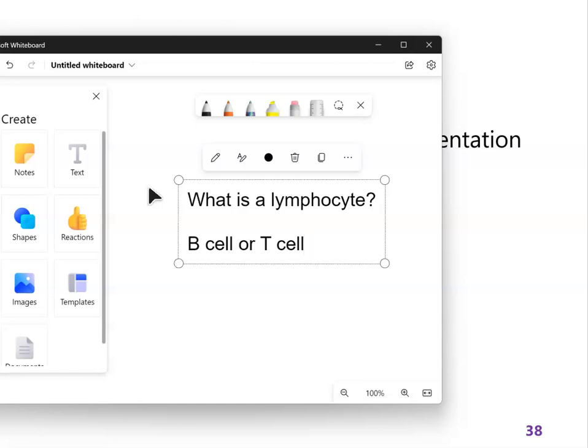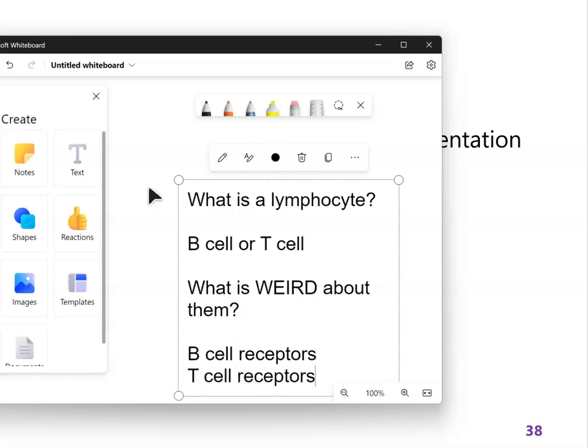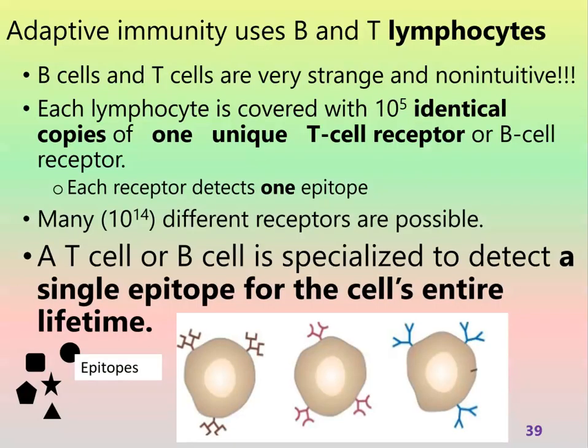So it's a B cell or T cell, and what I want you to think about is what's unique about them. What is so weird about a lymphocyte? And what's weird about them is their receptors. The B cell receptors or the T cell receptors. Those are the receptors that make B cells and T cells what they are, and it gives them their everything. B cell receptor, T cell receptor, that is what makes a lymphocyte what it is. It's how it sees the world. That one receptor is everything. So let's get into that.